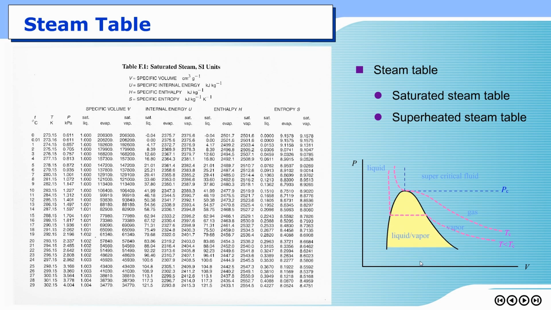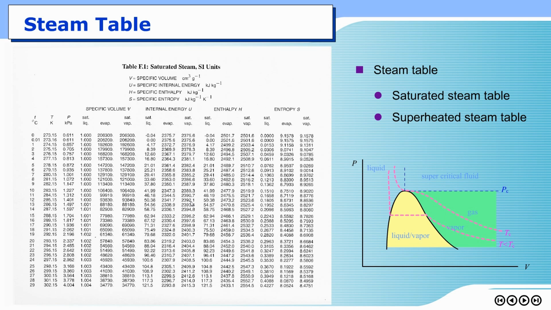For the yellow area, where we have liquid and vapor together, this yellow area is called saturated steam. The vapor part is called saturated steam or saturated vapor, and the liquid part will be saturated water or saturated liquid. Outside this area, the area highlighted in green, we only have vapor. In this case, it is called superheated steam. So there are two kinds of table. The table associated with the yellow area is called the saturated steam table, and for the green area you can find the data in the superheated steam table.